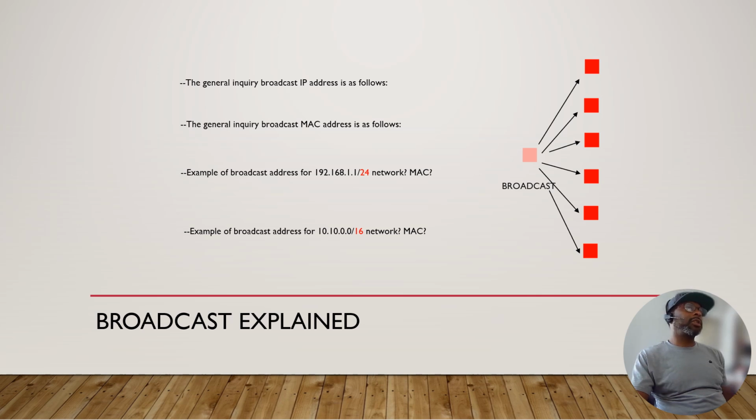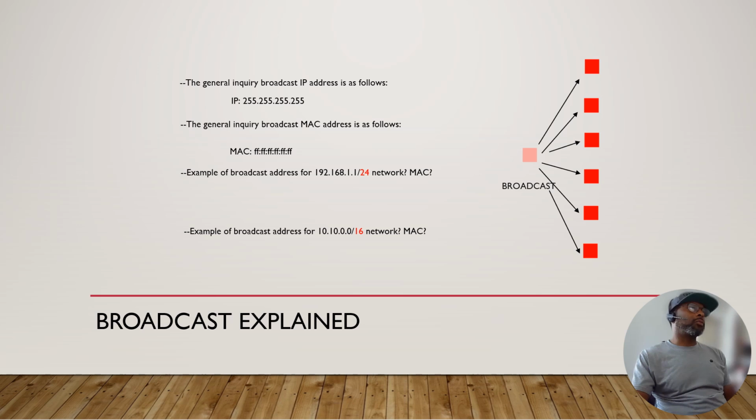So now that we know the different types of communication, let's understand how these devices communicate in broadcast or multicast scenarios. These devices will need to use IP addresses and MAC addresses for layer 3 and layer 2 communications. So the general inquiry broadcast IP address is 255.255.255.255. The general inquiry broadcast MAC address is FF:FF:FF:FF:FF:FF, which is hexadecimal.